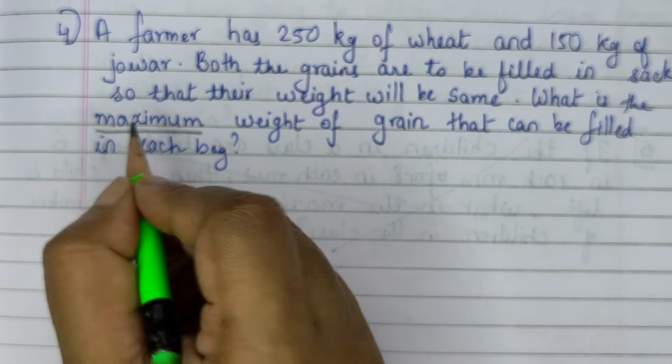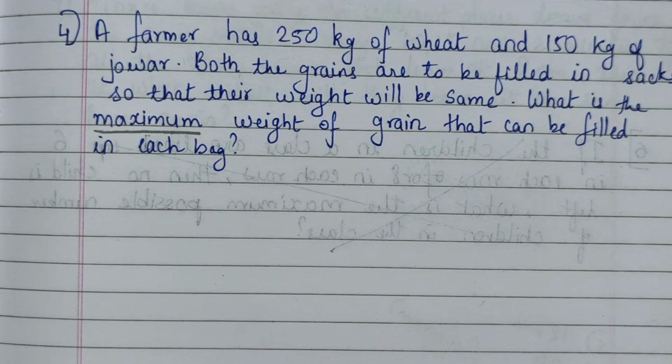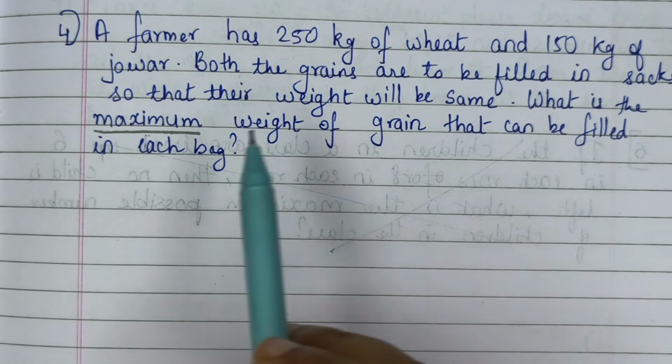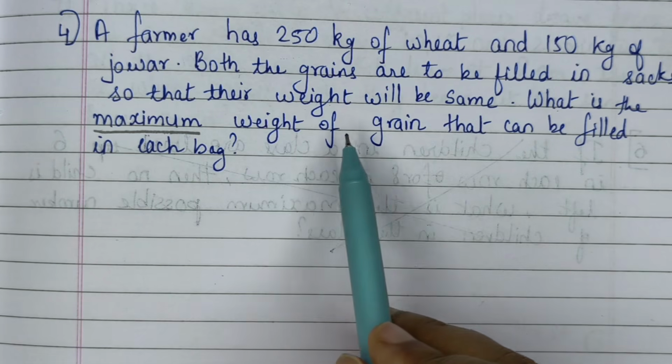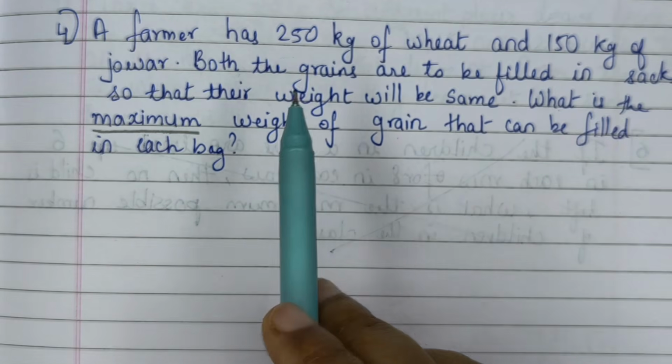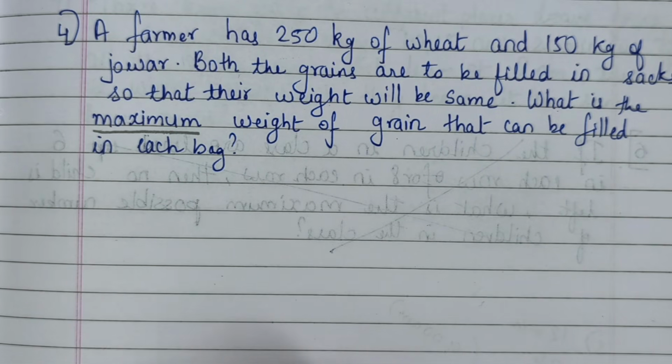Understood? So maximum is given here. That means we will find the GCD of those two numbers, that is 250 and 150. So what is the question? What is the maximum weight of grain that can be filled in each bag? So how much grain can be filled in each bag? We will find out that.